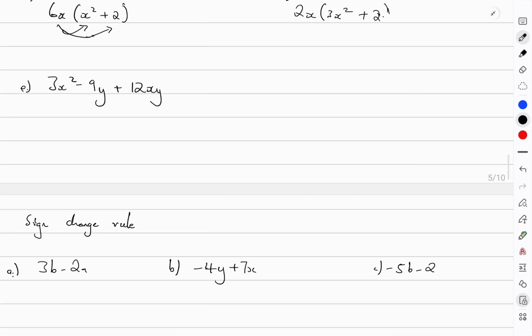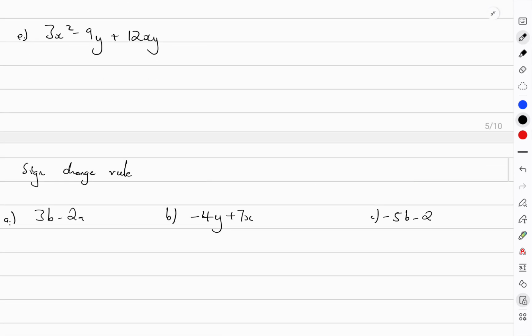Let us look at E. With E, I'm going to take the highest common factor, having 3, 9, and 12. The highest common factor will become 3. Between my variables, I'm having x, I'm having y, I'm having xy. Therefore, there's no highest common factor there. Therefore, I'm going to have x squared minus 3y plus 4xy. That is going to become our solution, right?